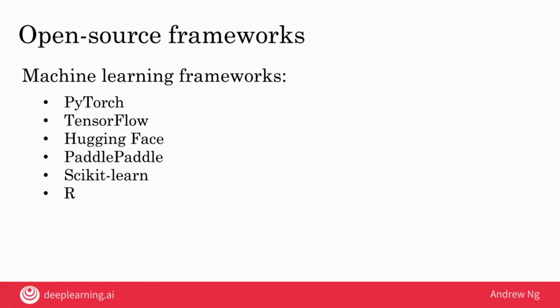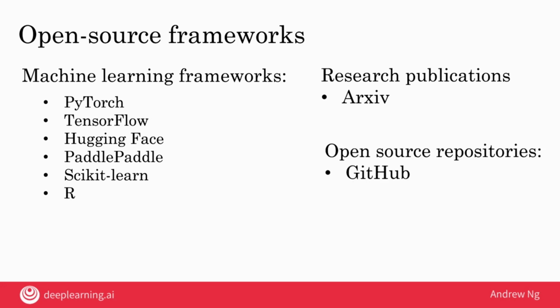A lot of AI technology breakthroughs are also published freely on the internet on this website called arXiv, spelled like this. I hope that other academic communities also freely share their research, since I've seen firsthand how much this accelerates progress in the whole field of AI. Finally, many teams will also share their code freely on the internet, most commonly on a website called GitHub.